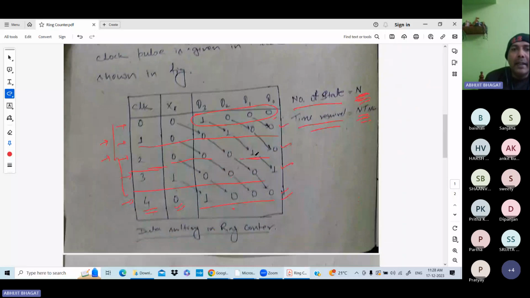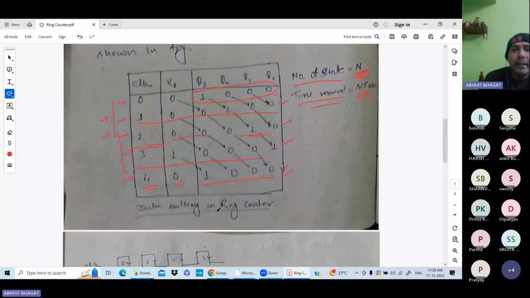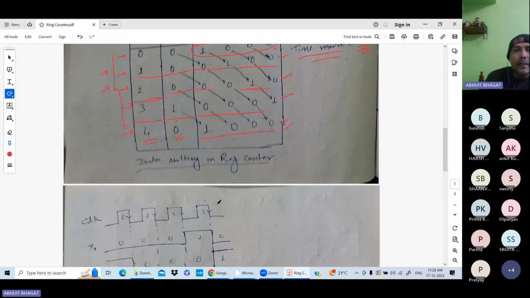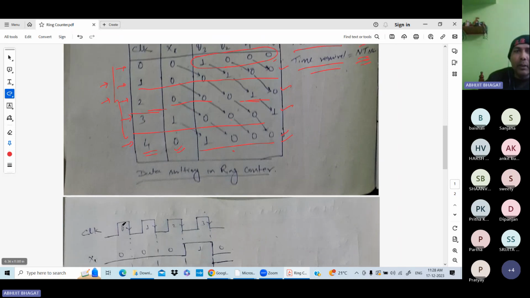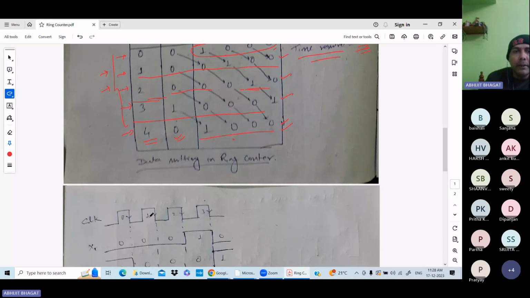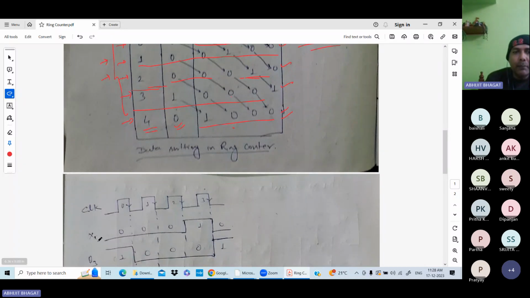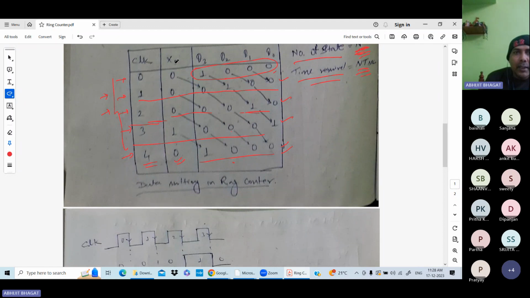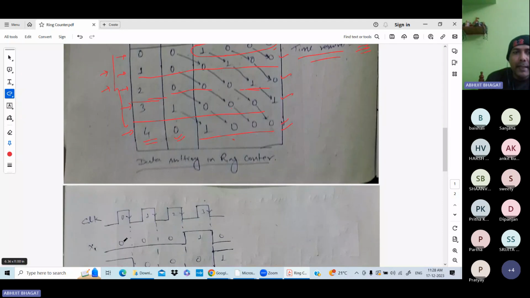Next is the data, this waveform. This is the data shifting in the ring counter. How the data is shifting will be shown in the table. Whatever the status of this shifting, it is shown per clock pulse. So suppose this is clock 0, clock 1, clock 2, clock 3. For xi, the status for clock 0 is 0, clock 1 is 0, clock 2 is 0. So your xi is 0 up to clock 2. Then at clock 3 your xi will be 1. Then at clock 4 again it is 0, and after that it is 0.